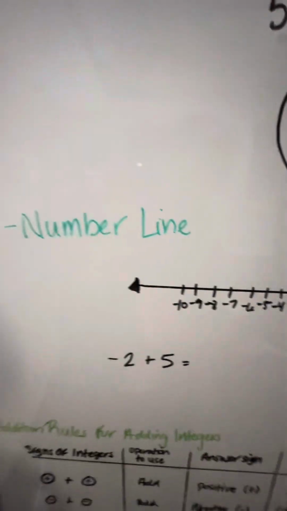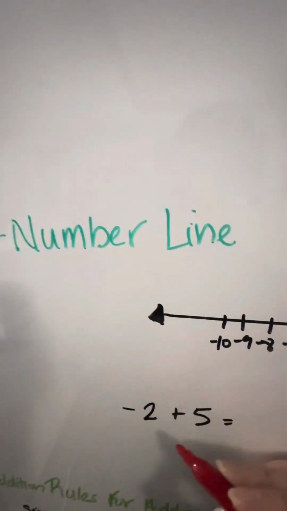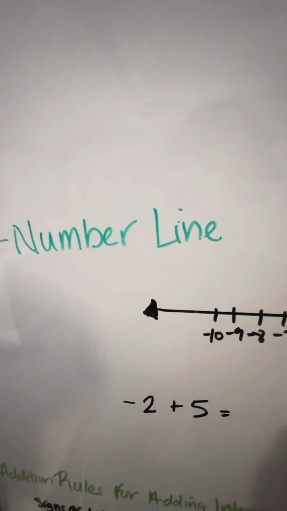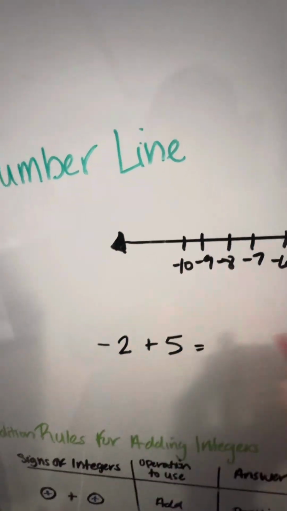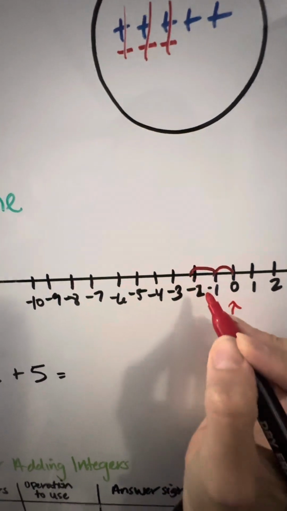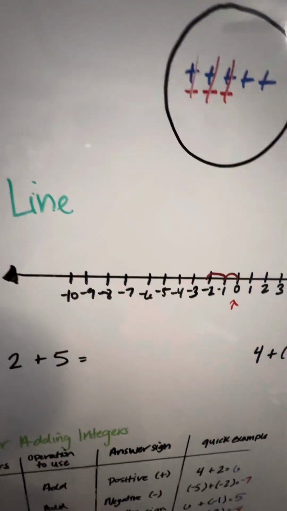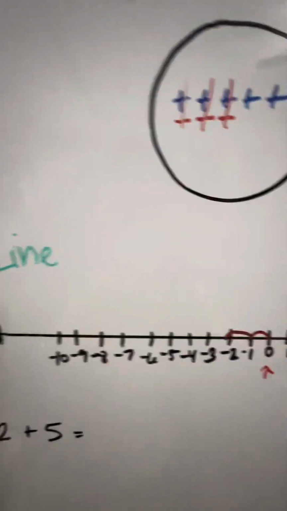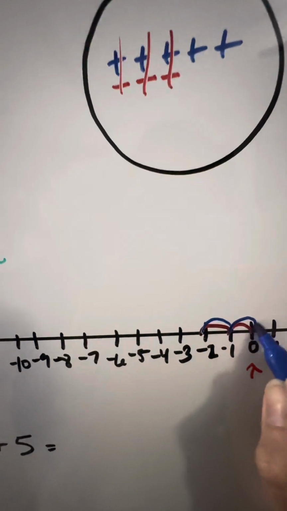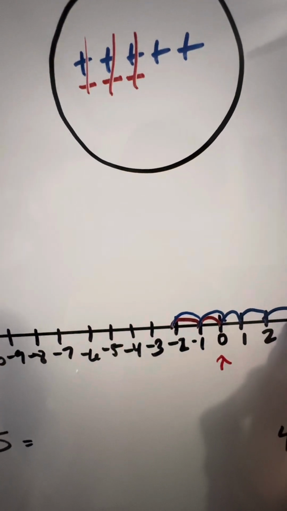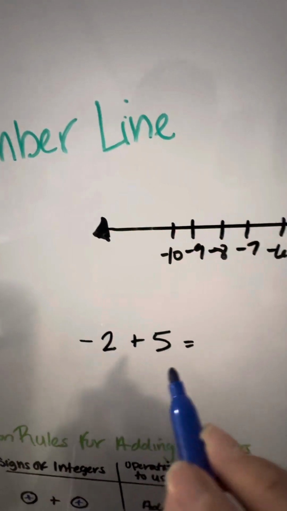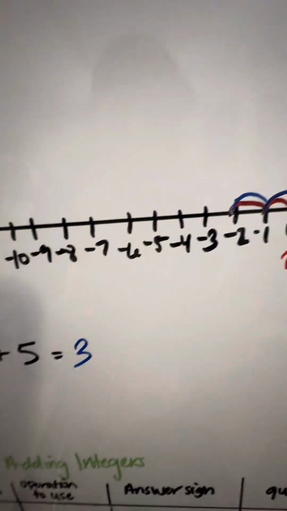Now we're going to do the number line. For the number line, you always want to start at 0. Always start at 0. Okay, so we're going to do negative 2. So we're going to start at 0 and go 1, 2, okay, plus 5. So then we're going to do plus 5 from here. And we're going to go 1, 2, 3, 4, 5. So then we end up on the 3. So therefore, negative 2 plus 5 equals positive 3.